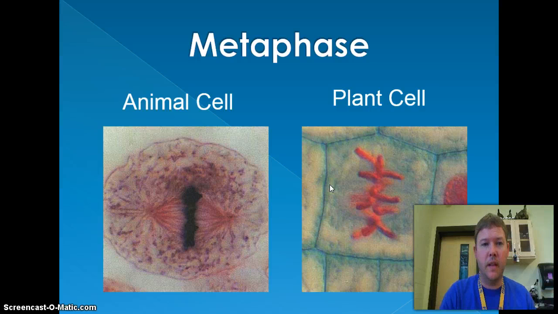And here's a great example of metaphase in both animal and plant cells. Here they've lined up right in the center. You can see those little spindle fibers all right there, which is really cool. And here it is in a plant cell too. You can see them lining up there. A little harder to see the spindle fibers in this one.